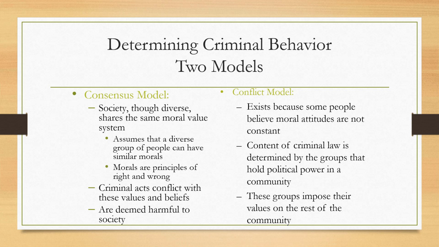this focus. The consensus model, which I would say is the more optimistic model, says society, though diverse, shares the same moral value system. It assumes that we can have these similar morals, and that morals are principles of what is right and wrong. Criminal acts conflict with these values. Society as a group deems them harmful and makes them illegal.